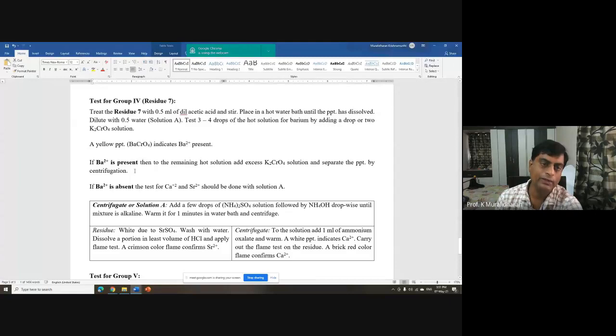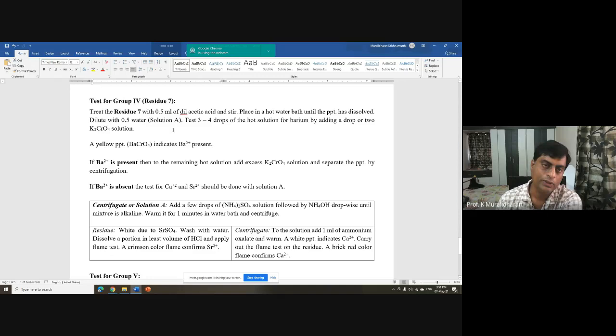If barium is present, then to the remaining hot solution add excess chromate. You are taking only a few drops here to test, but you have so much quantity of the solution. So if barium is present, you have to add excess potassium chromate to precipitate out all the barium as barium chromate. And if barium is absent, you go directly to the test for calcium and strontium.